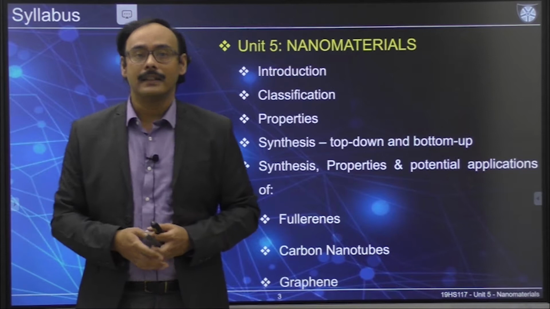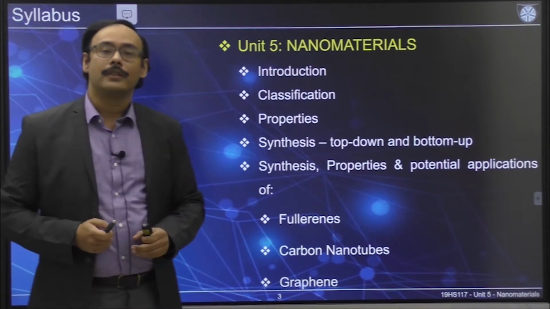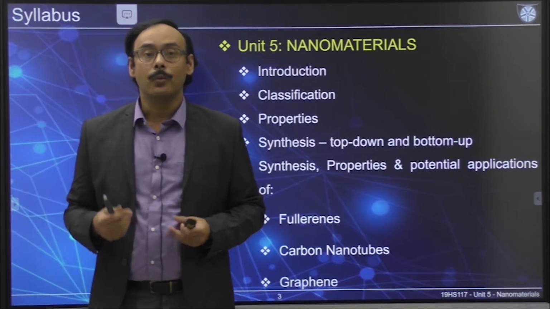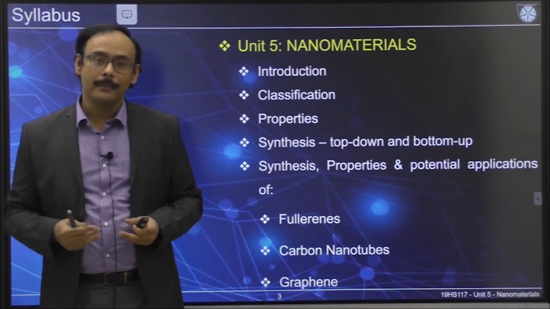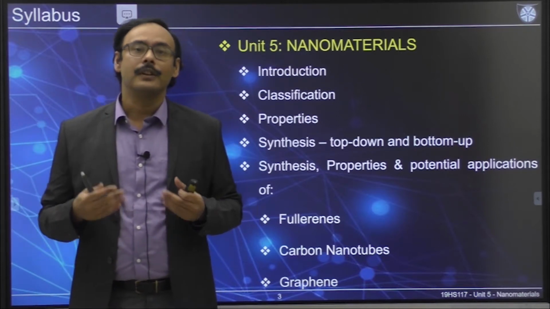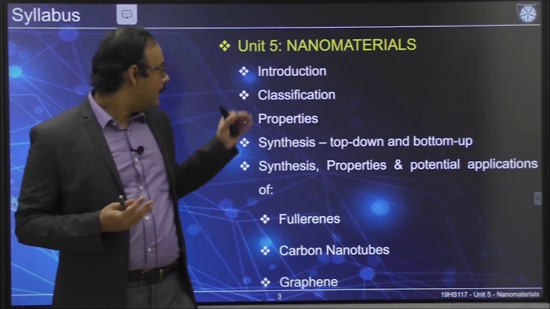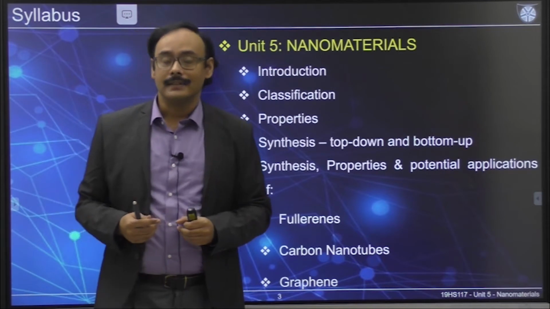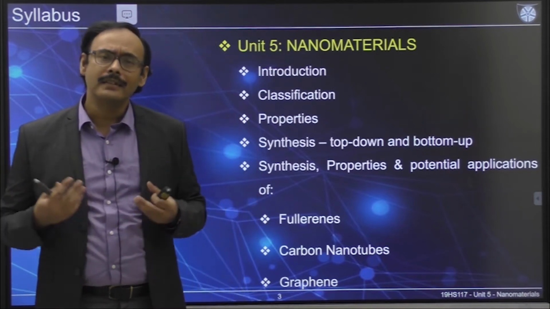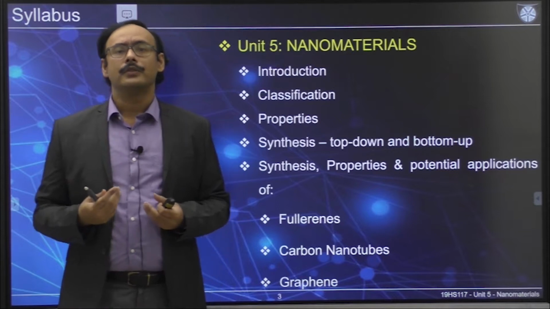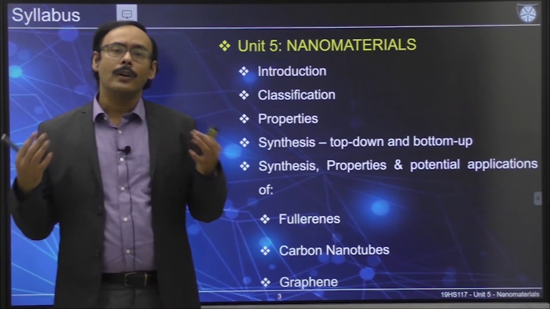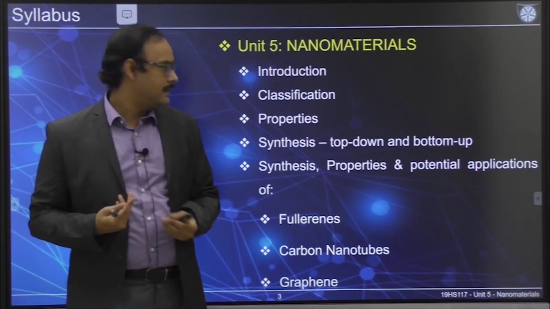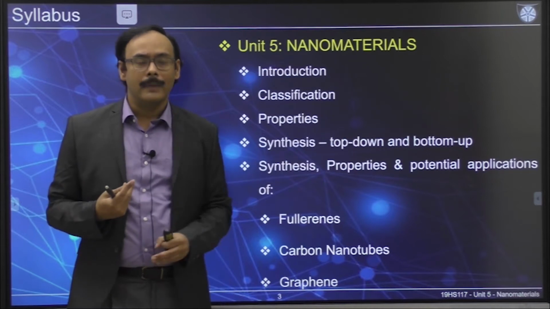As far as the syllabus for nanomaterial is concerned, we'll start with an introduction. That means what a nanomaterial is and why it is important, especially why you actually need to care about nanomaterial. That's a very important part that we are going to focus on. Then we are going to talk about classification and properties, followed by synthesis. There are different ways of synthesizing nanomaterials, but we are going to talk about two major types, because all the other synthesis methods can be grouped into two types, namely top down and bottom up.